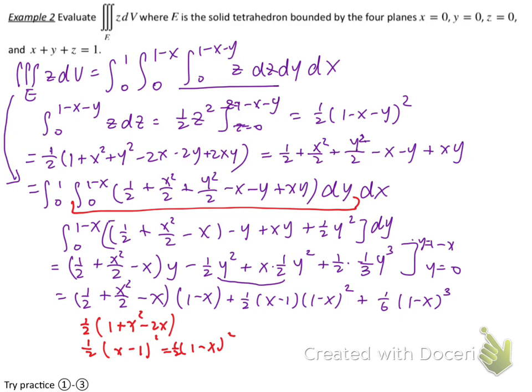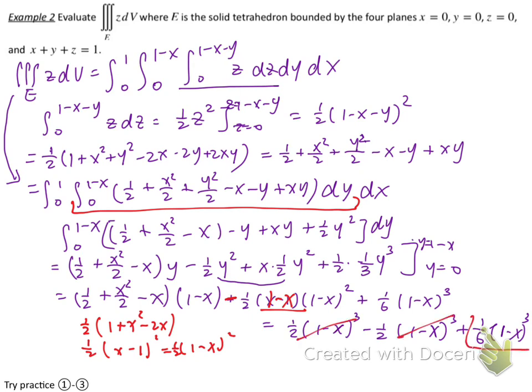So this whole thing becomes 1/2 1 minus x to the third power minus 1/2 1 minus x to the third power plus 1/6 1 minus x to the third power. Because when I change the sign from plus or minus, I change this from x minus 1 to 1 minus x, so that I have the third power. They cancel each other. I'm only having the 1/6 times 1 minus x to the third power. Okay?